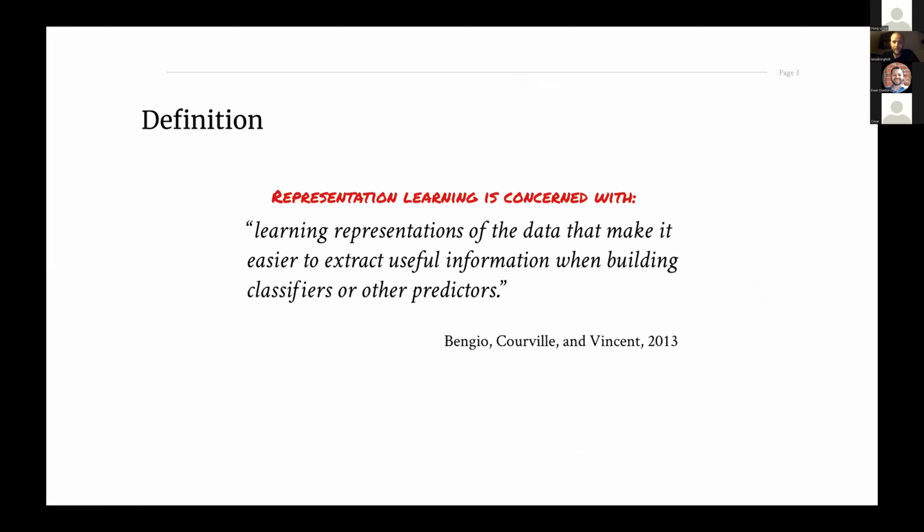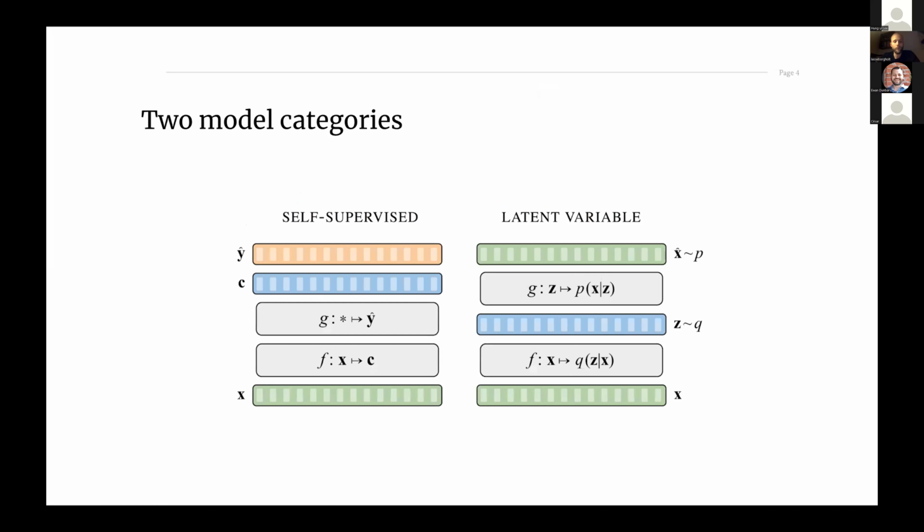We'll start out with a little definition, although you all probably know what representation learning is. Representation learning is concerned with learning representations of the data that make it easier to extract useful information when building classifiers or other predictors. With this definition, you can see that representation learning ties quite naturally with improving some downstream task. In this overview, we distinguish between 2 overall model categories: self-supervised models and latent variable models.